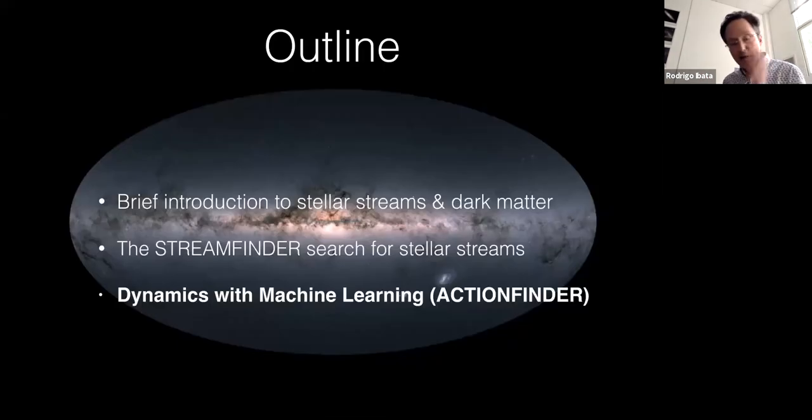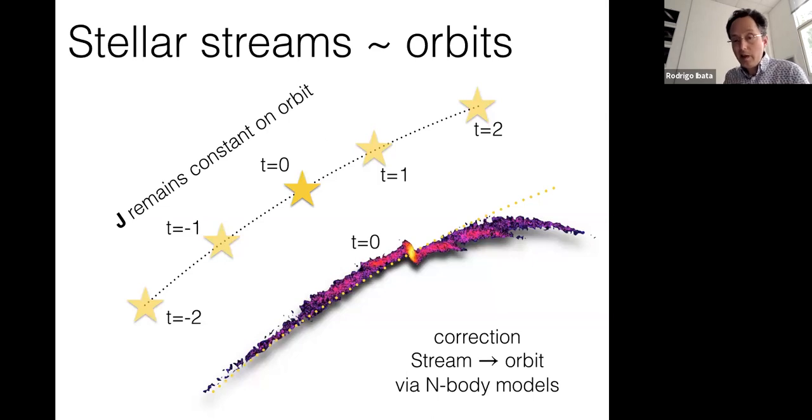So now I can see I'm running a little bit late. So I'd like to tell you a little bit about the work we've been doing on machine learning, trying to use the streams in order to figure out what the transformation from positions and velocities to actions and angles is. Basically, we're detecting streams in the Milky Way, and these allow us to get back to the orbit on the sky. And the point being that on an orbit, the actions remain constant. So can we use our observations to try and determine what the real actions of the stars are?